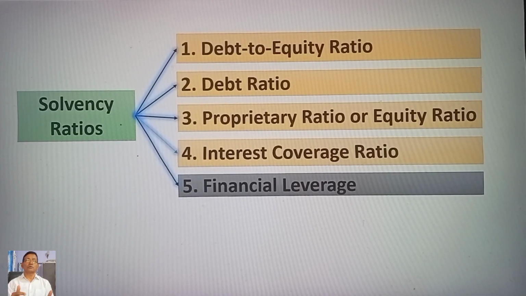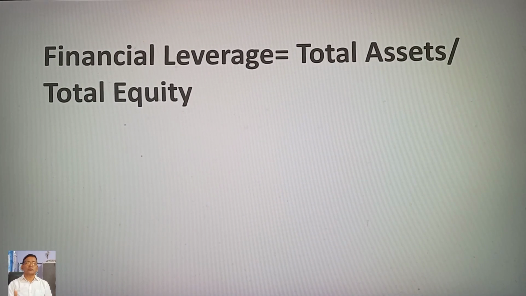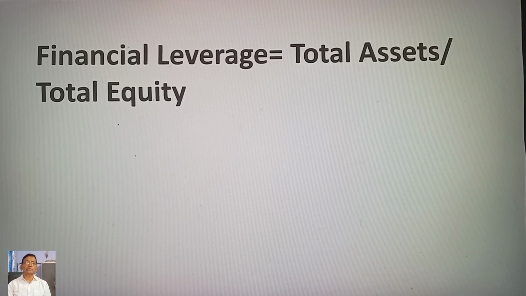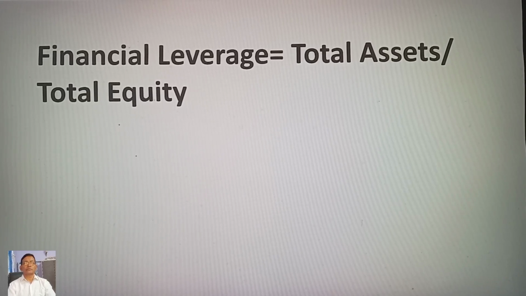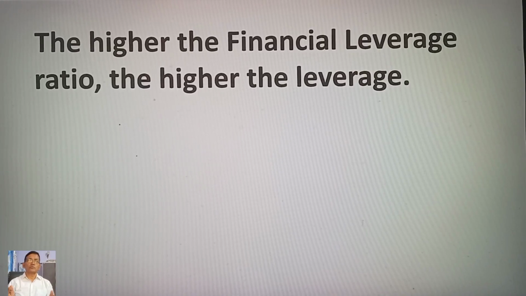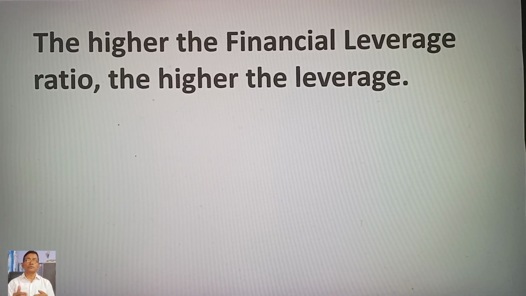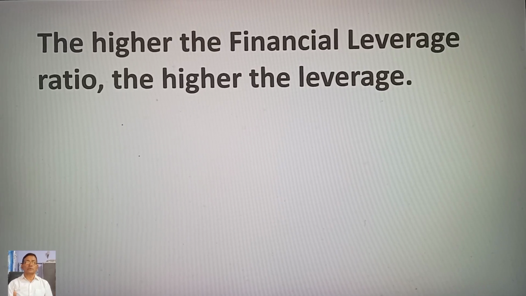Fifth, financial leverage. Financial leverage is equal to total assets divided by total equity. This ratio aims to determine how much of the business assets belong to the shareholders of the company rather than the debt holders or creditors. The higher the financial leverage ratio, the higher the leverage. But this entails higher financial risk, as heavy debt obligations are taken to finance the business assets. Solvency ratios play an important role in the decision-making process in business.